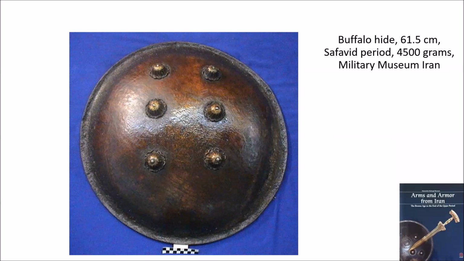Right? And I measured this one. This is from the Safavid period. 4.5 kilos, 4,500 grams is this one. The advantage of a hide shield is that it makes it lighter to carry, but this one you see is 61.5 centimeters in diameter, from the Military Museum of Tehran in Iran, Safavid period. It has 6 buckles, and I will explain.